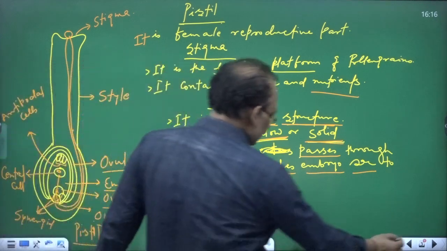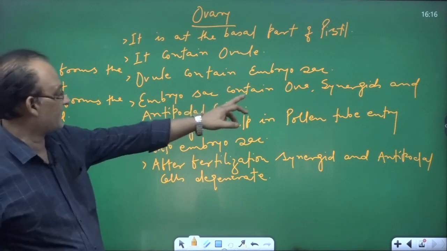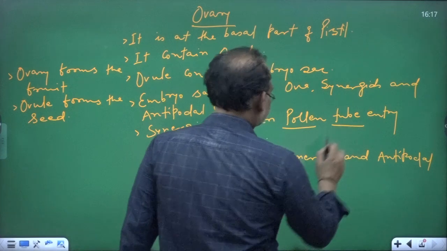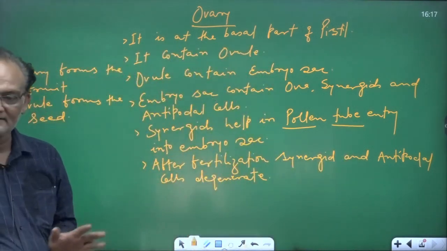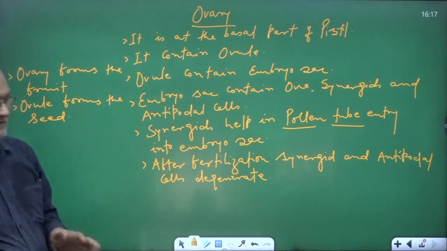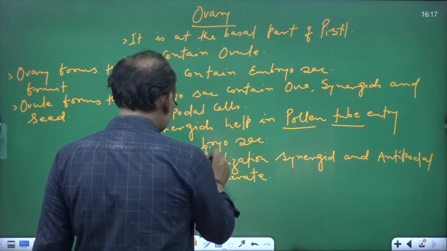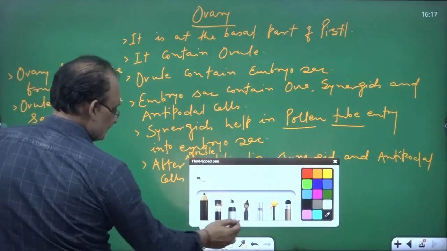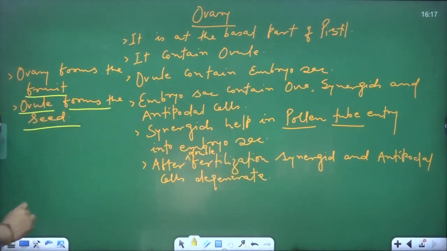So what was the next point? Next point was that ovule contains embryo sac, which contains ova, synergid and antipodal cells. Synergid helps in the pollen tube entry into the embryo sac, and after fertilization synergid and antipodal cells degenerate. Okay? After double fertilization, write, it is better. After double fertilization, synergid and antipodal cells degenerate. Ovary forms the fruit and ovule forms the seed. Clear?